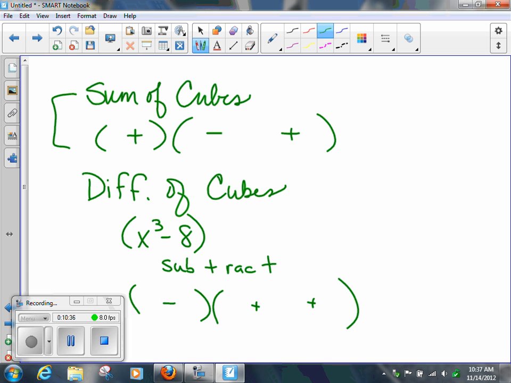Well, it's going to be 2 terms, and it's going to be like x cubed plus 8. 2 cubes with an addition in the middle. That's the sum of cubes. And then at the bottom would be difference of cubes, x cubed minus 8. And that's a very vanilla, very plain example.